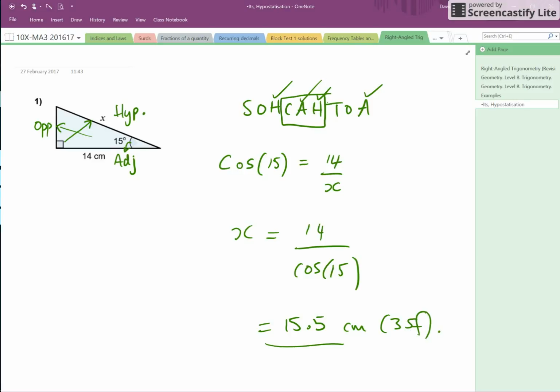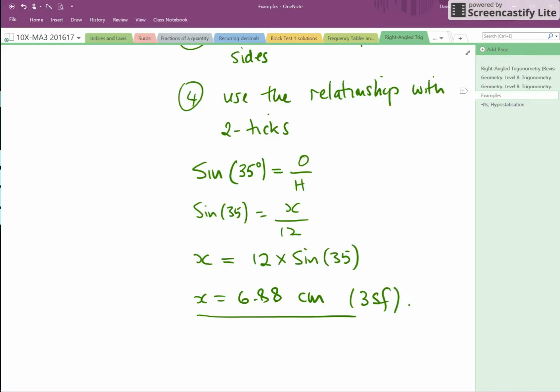So it's very important that you remember how to get my x back on the numerator. I just swap these two around here. Whereas in the previous example, I multiplied both sides by 12 to get x on its own.